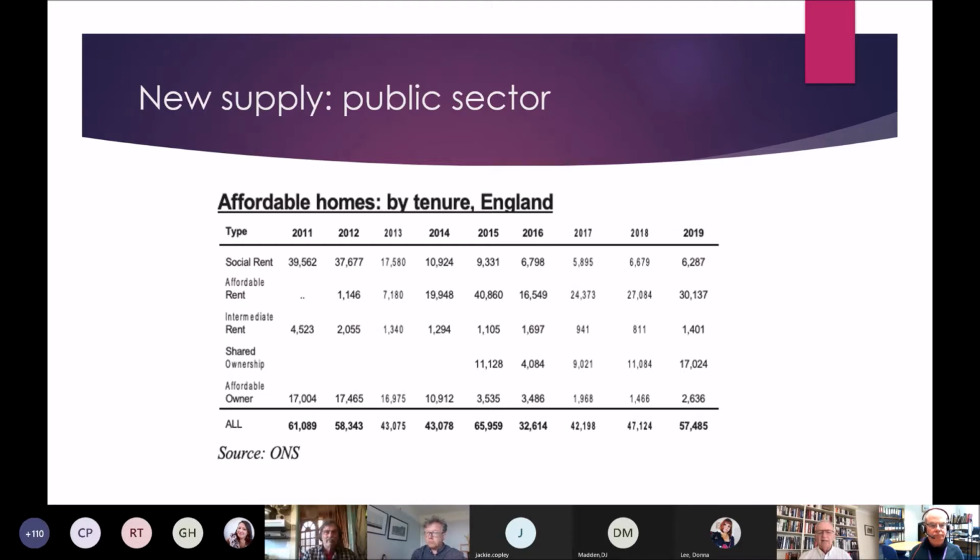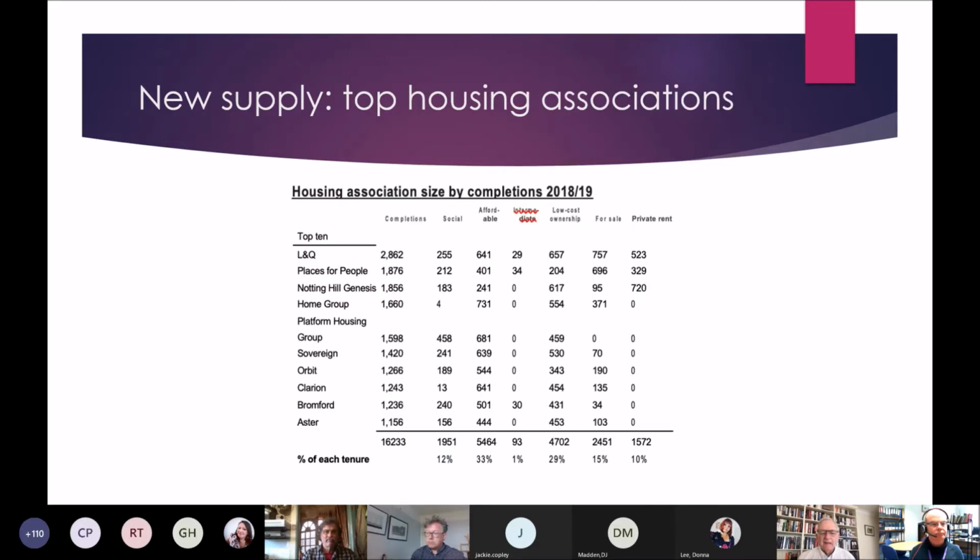If we just go to the next slide, Quentin. Now, I've just pulled out, like I did with the house builders, these are the top housing associations. Well, if you have a look, they produced, I think it's 16,000 houses altogether in the year. Some for social rent, but again, the vast bulk for low cost ownership and shared ownership. And they just sell them, you know, they sell half their stock.